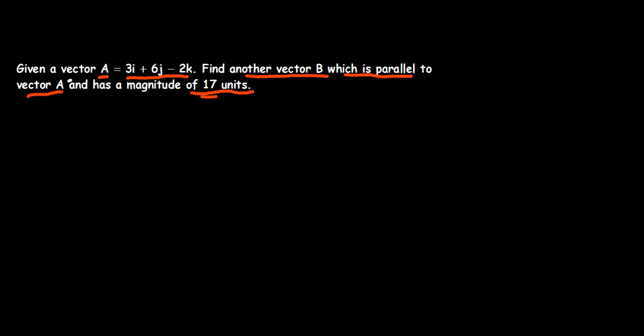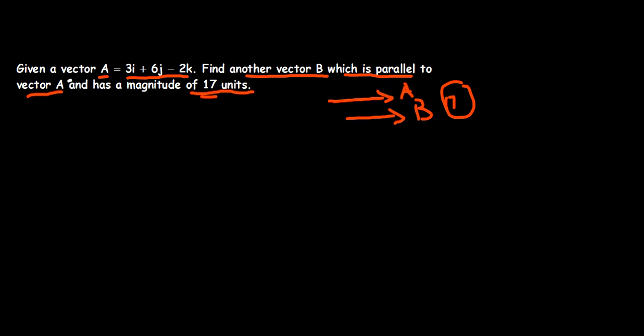Remember that if two vectors are parallel, so if this is my vector A, and another vector is parallel to this vector A, it means that vector is also going in the same direction. Let's name that vector B. So we want to find this vector B that is parallel to A and has a magnitude of 17.